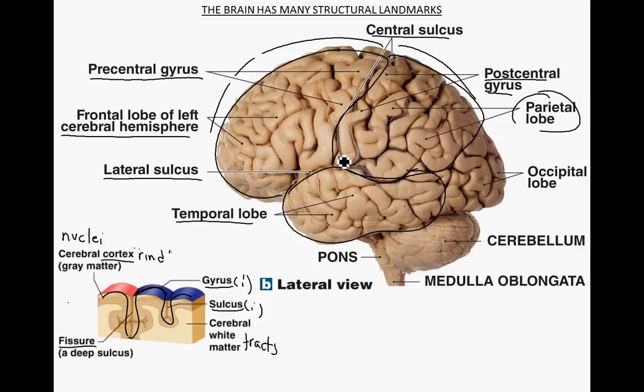And then the most posterior part here is the occipital lobe right here. So these are all landmarks of the cerebral hemispheres. Then coming out the bottom of the brain here, at the inferior part of the brain, is the pons. We'll look at that in detail a little bit more later. The cerebellum is this enlarged structure here, and then the medulla oblongata is where the spinal cord is going to meet there, the brainstem.